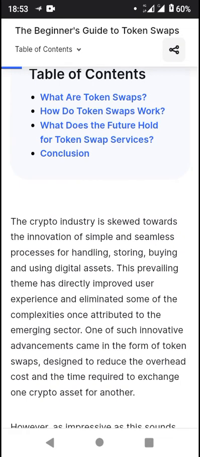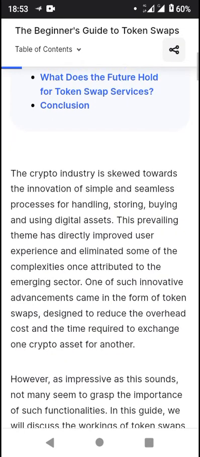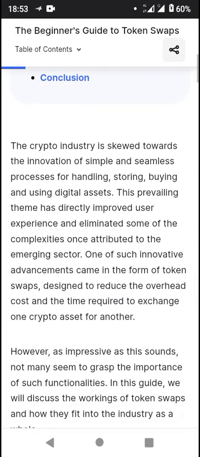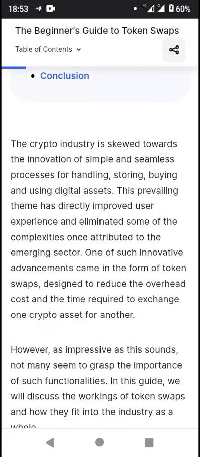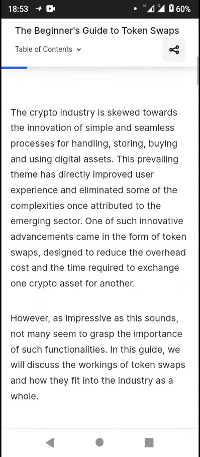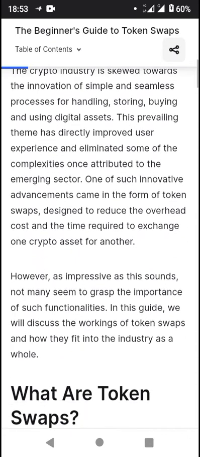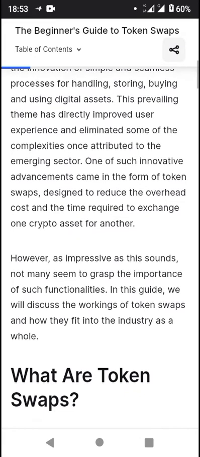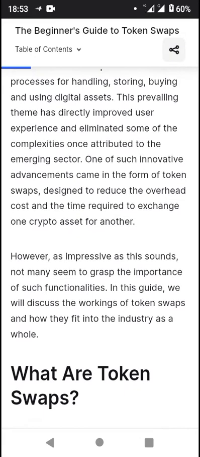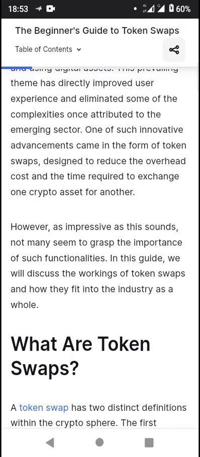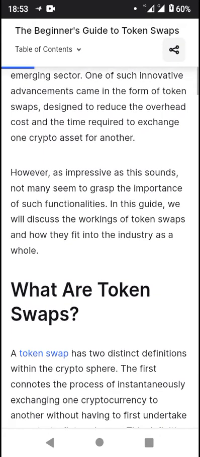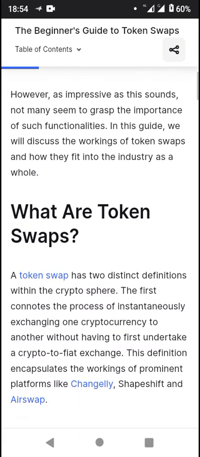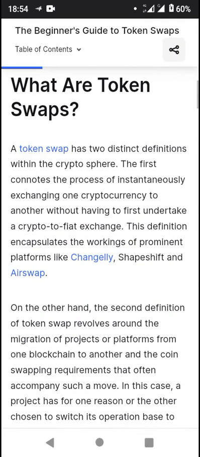Now, the crypto industry is skewed towards the innovation of simple and seamless processes for handling, storing, buying, and using digital assets. This prevailing theme has directly improved user experience and eliminated some of the complexities that were once attributed to the emerging sector. So one of such innovative advancements came in the form of token swaps, designed to reduce the overhead cost and time required to exchange one crypto asset for another. However, as impressive as this sounds, not many seem to grasp the importance of such functionalities. So we're going to be talking about what token swaps are.